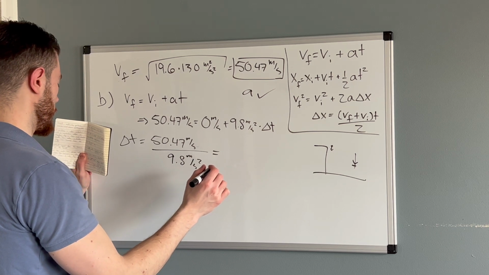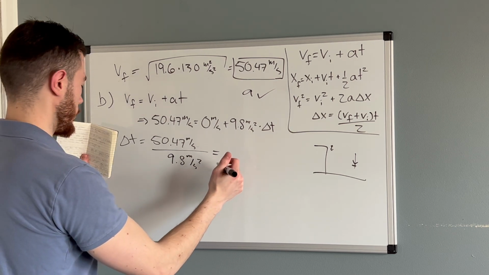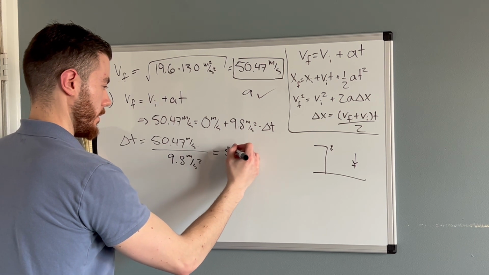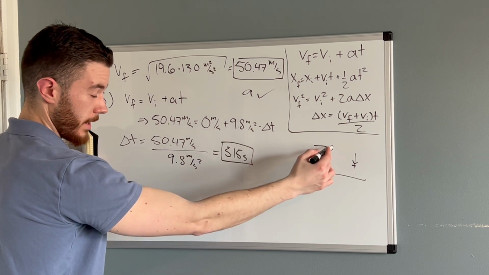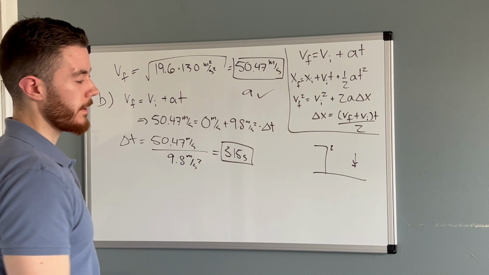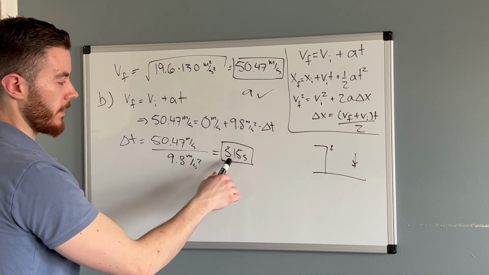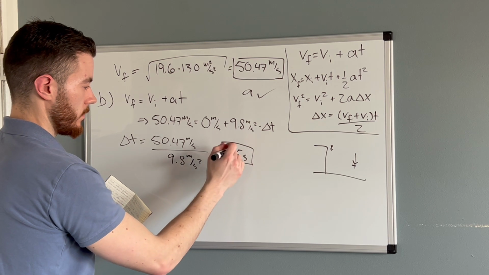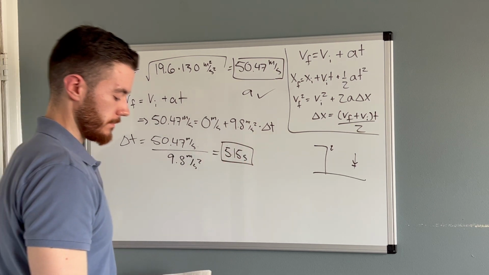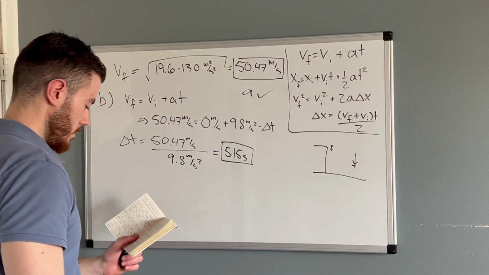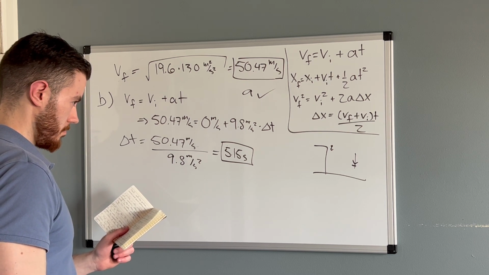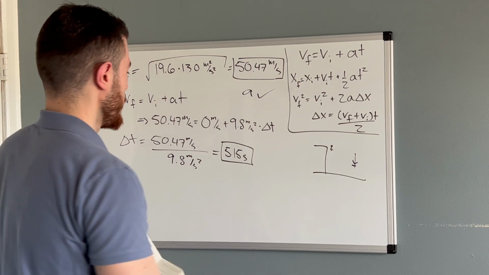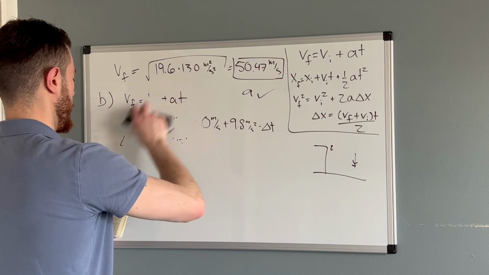If you calculate this, you will find that it's equal to 5.15 seconds. The total amount of time it takes from when the guy drops the hammer at the top of the 130 meter building until it hits the ground with this speed is 5.15 seconds. That's the total amount of time that it takes. And that's our answer to part B. There's one part left.